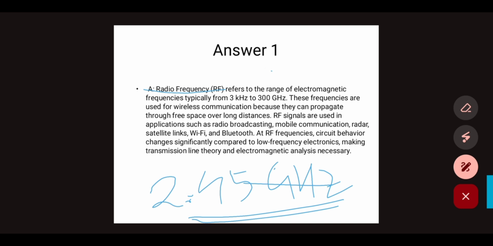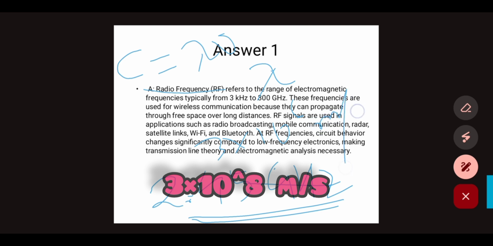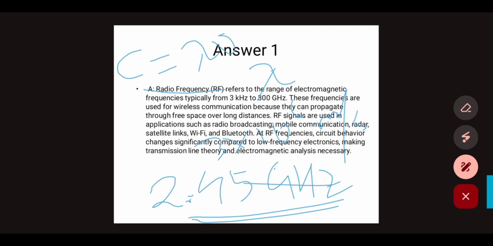If the frequency is given, then we can calculate the wavelength, because we have just seen the speed of light is equal to wavelength times the frequency. We all know that the speed of light in space is 3 times 10 power 6 meter per sec, so we can plug this value here and calculate. Yeah, so let's go to the next question.